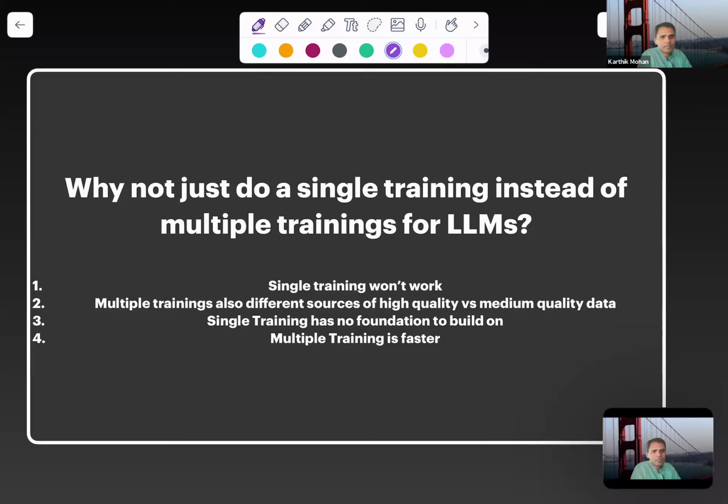So the issue is that we have different kinds of data. There are different sources of data, which are high quality and medium quality. You could have high quality human data, but that's limited in nature, and you really have to spend time and effort to gather it. Whereas medium quality, and even borderline medium quality, data is available on the web in plenty, tons and tons of it. But it's not instruction oriented, though it does give you a foundation. So even the data itself is a bottleneck to do a single training.